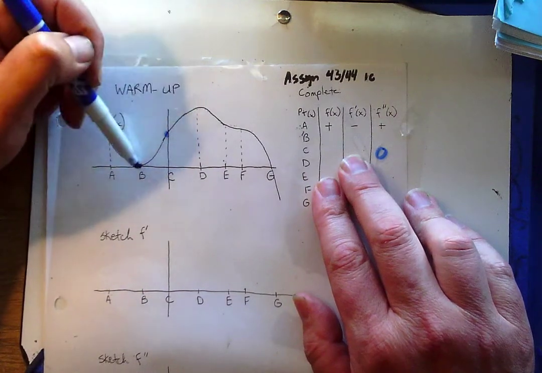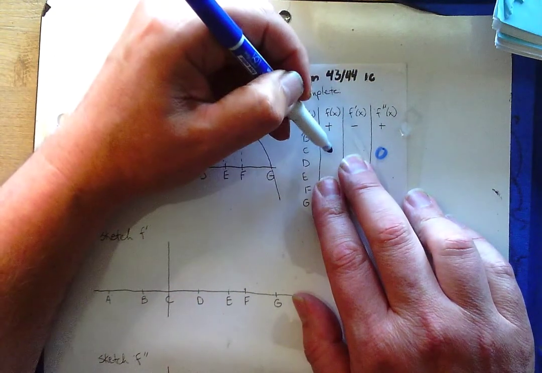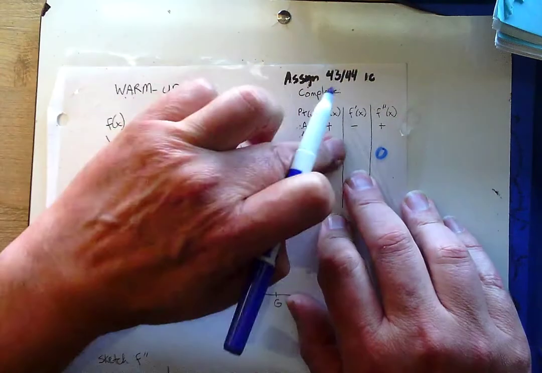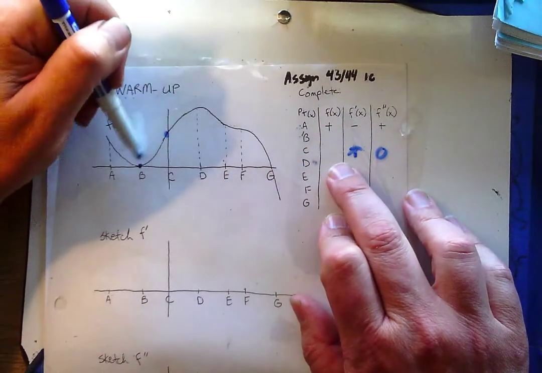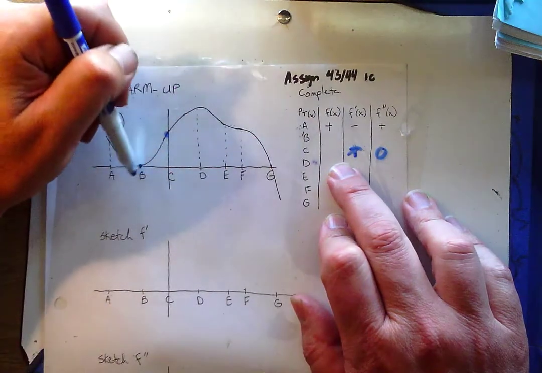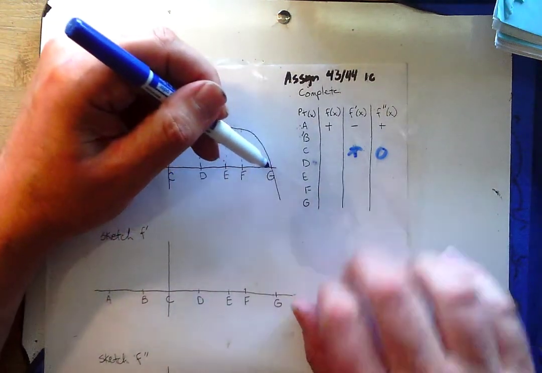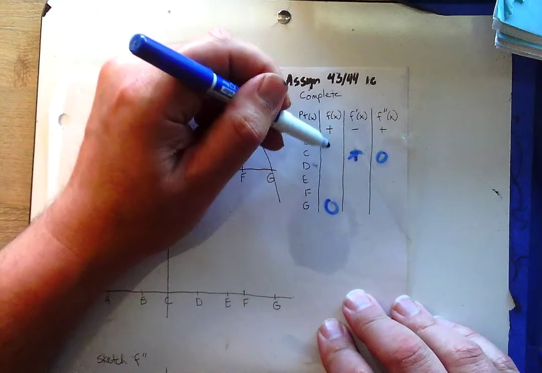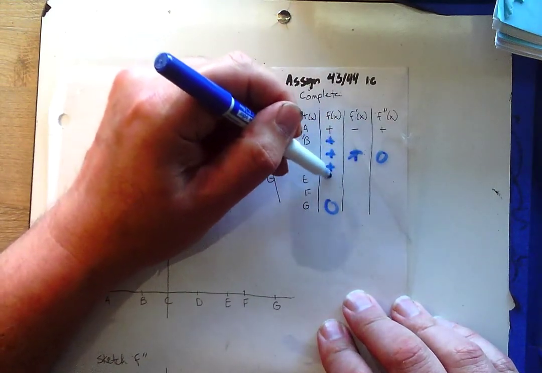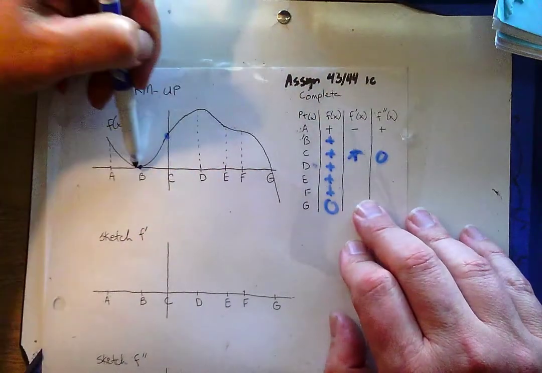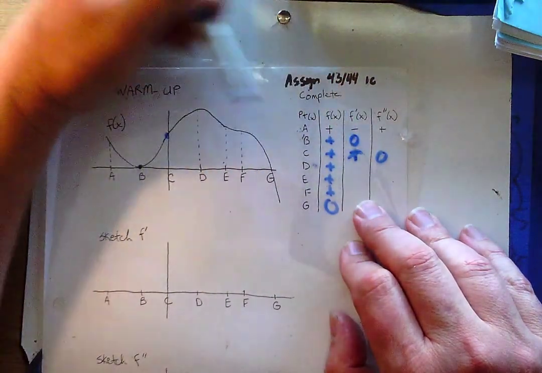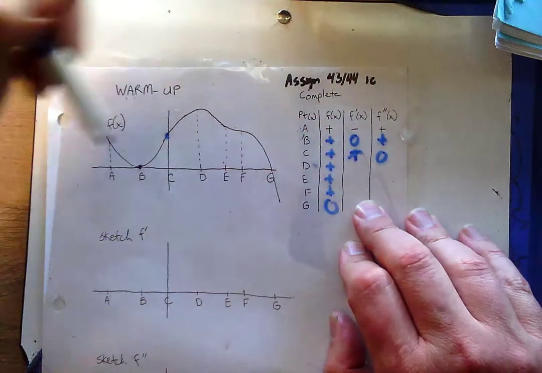The function is increasing here. F is increasing, so I'm going with plus. Oops, sorry, going with plus for f prime. And then what about f? Well, I am going to have f positive for everything until g, so I'm just going to pre-fill those. Okay. And we said that at b, we have a 0, and we had a positive.